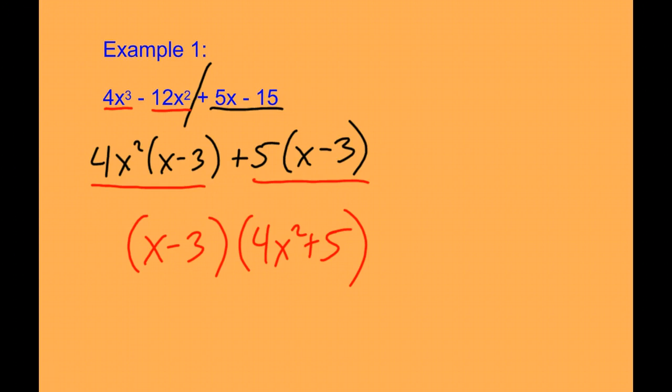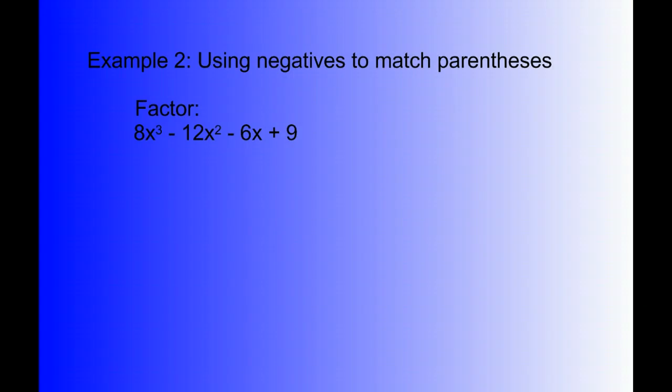For the most part, it's a pretty straightforward concept. So in the second example here, we have 8x cubed minus 12x squared minus 6x plus 9. I split my problem into 2 pairs. In the first half, I have 8x cubed minus 12x squared. The greatest common factor there is 4x squared. When I divide 4 out, I get 2. I had 3 x's. Divided 2 out, I have 1. I get 2x minus 3.